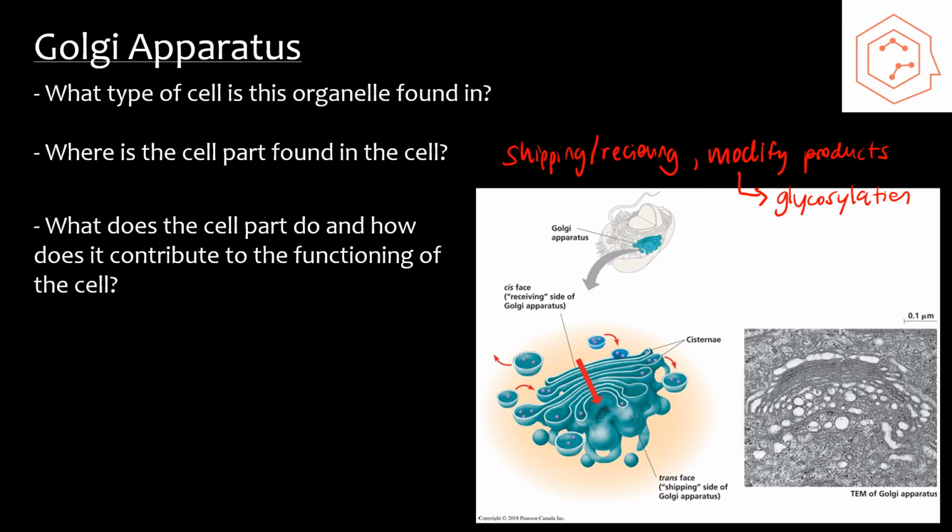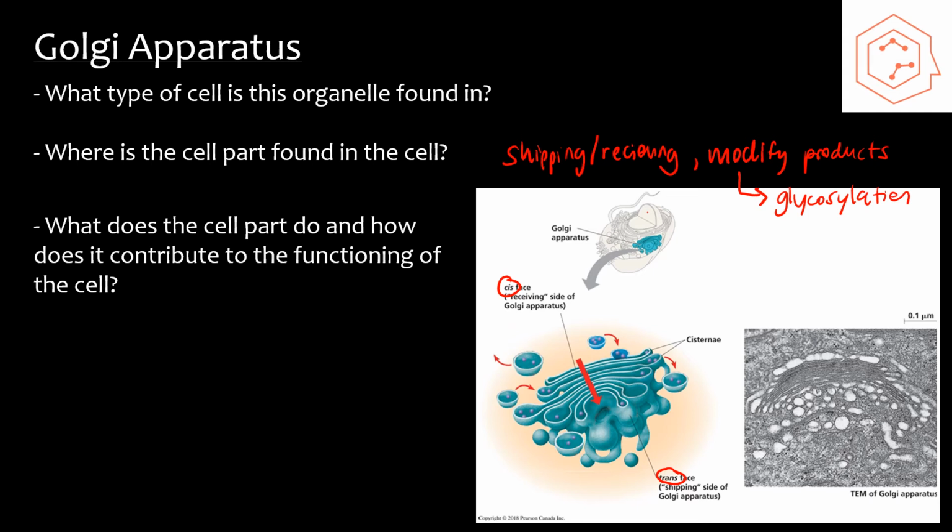Thirdly, there's also another important distinction that we must consider here. You have a cis phase and a trans phase. So the cis phase is the receiving side of the Golgi apparatus, and the trans phase is the shipping side of the Golgi apparatus. So that is where vesicles will bud out.